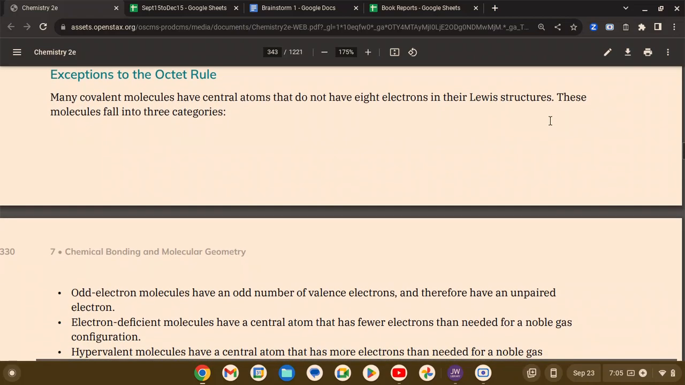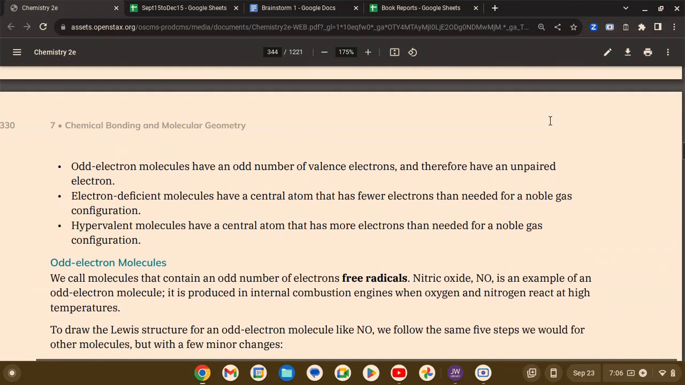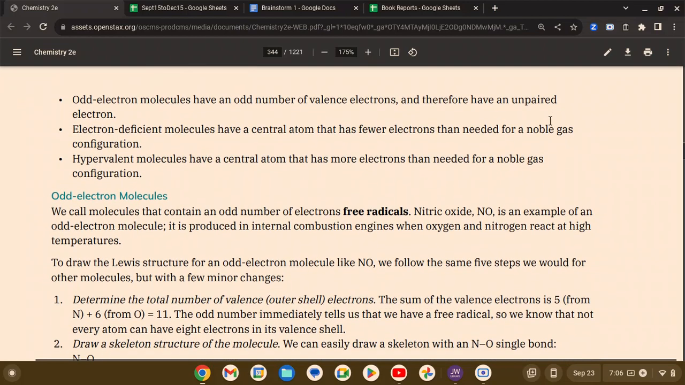Exceptions to the octet rule. Many covalent molecules have central atoms that do not have 8 electrons in their Lewis structures. These molecules fall into 3 categories. Odd electron molecules have an odd number of valence electrons and therefore have an unpaired electron. Electron-deficient molecules have a central atom that has fewer electrons than needed for a noble gas configuration. Hypervalent molecules have a central atom that has more electrons than needed for a noble gas configuration.